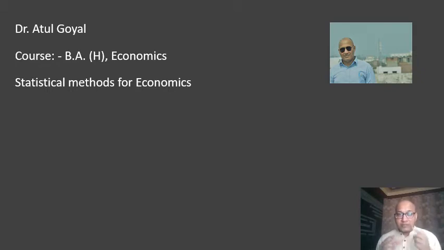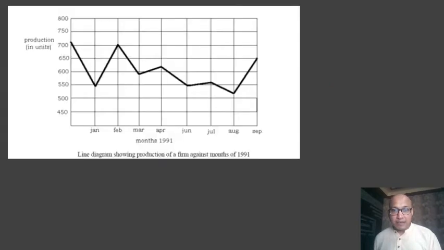The common types of charts and diagrams are: first, line diagram; second, bar diagram; third, pie diagram; and the fourth type is pictogram. So first we discuss line diagram. In this picture we can see a line diagram.